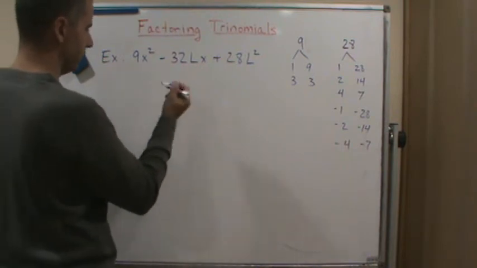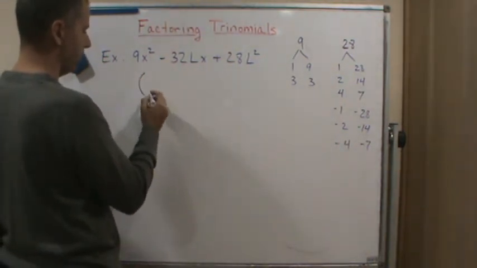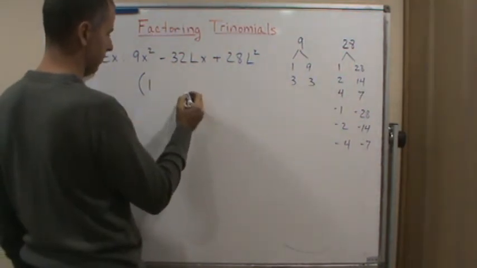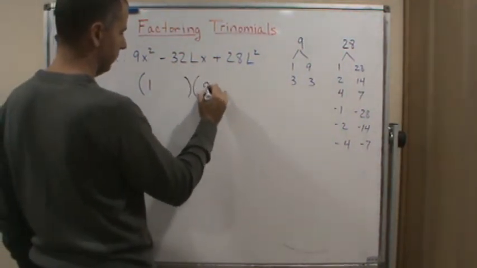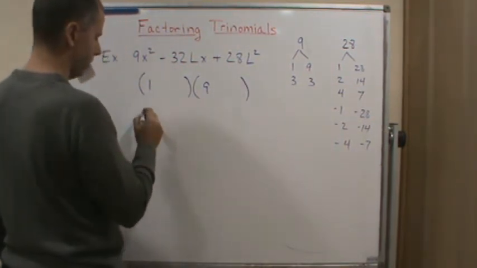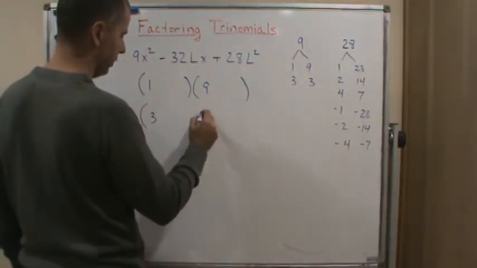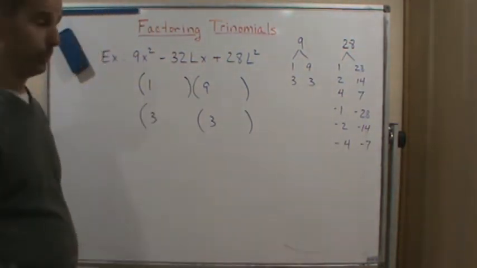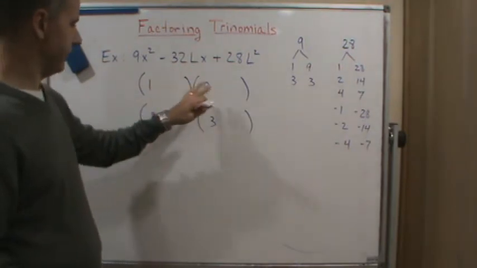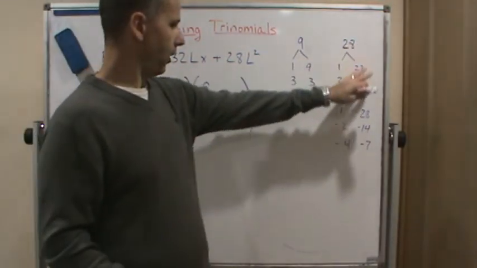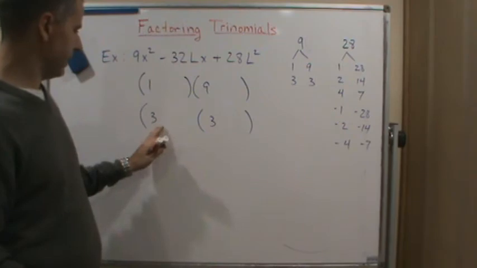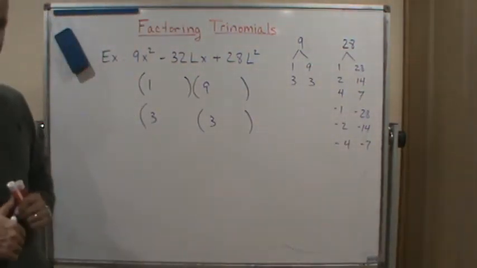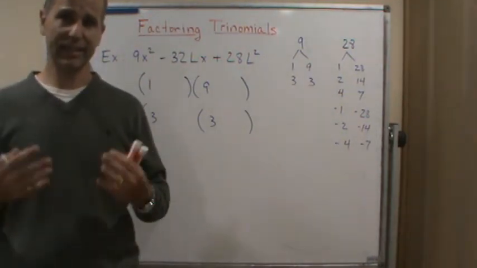Let's write it out. So we know we could have 1 and 9, or 3 and 3. But we have to figure out all the different combinations of having this scenario with all of these and this scenario with all of these. And that's going to be a headache for me. I mean, it's tedious, right?